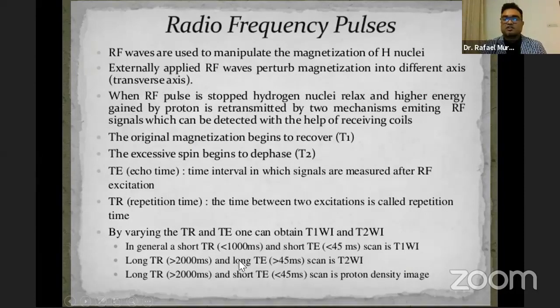In general, a short TR, less than 1,000 milliseconds, and a short TE, less than 45 milliseconds, give a T1 weighted image. A long TR, more than 2,000 milliseconds, and a long TE, more than 45 milliseconds, give a T2 weighted image. A long TR, more than 2,000 milliseconds, and a short TE, less than 45 milliseconds, give a proton density image.